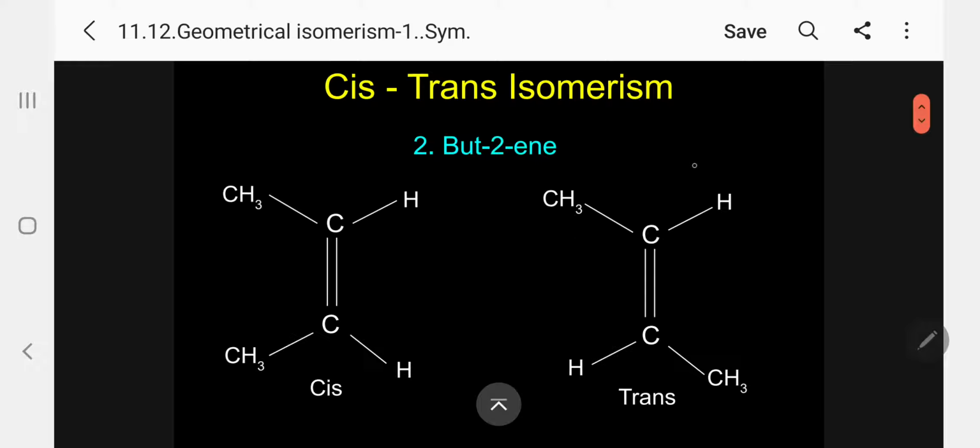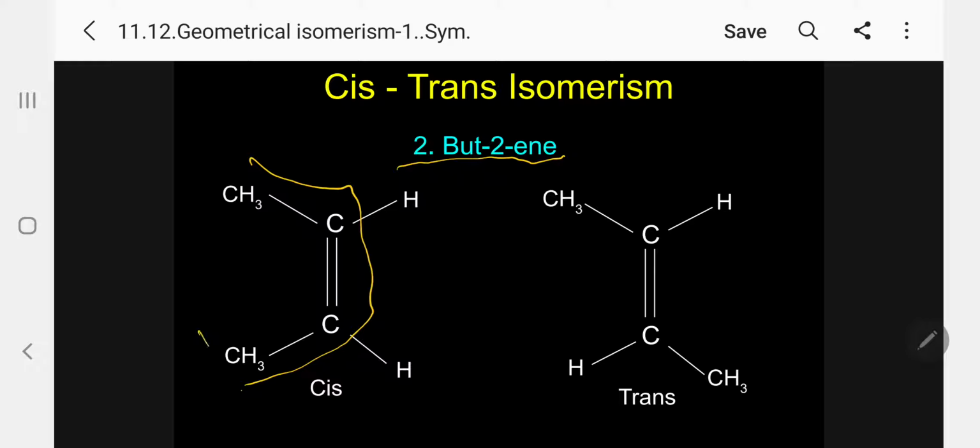The next one, the most important example is 2-butene will show cis-trans isomerism. Here, so just see the chain now. This is the 4 carbon atom. Numbering 1, 2, 3, this is 4. So between 2 and 3, there is the double bond present. So that's why it is called 2-butene. In this case, we can show cis-trans isomerism.